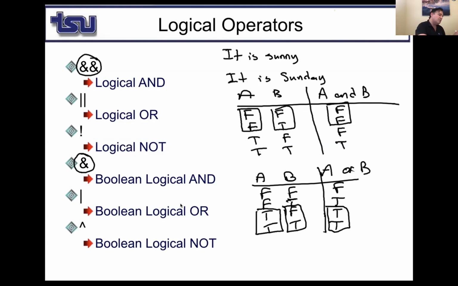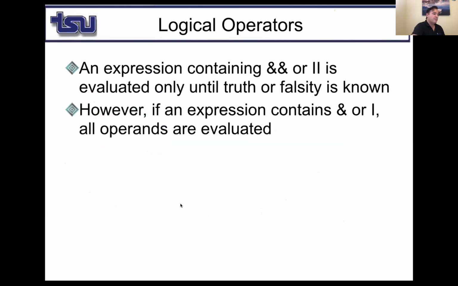For example, logical or: if you have double pipes, I know that if the first one is true, no matter what the second is, the composite statement is true. So I just don't execute the second one. However, if it is single, I know if the first one is true, no matter what the second one is, it is still true, but I still go and execute the second one. That's the difference. And I will show you with an example.